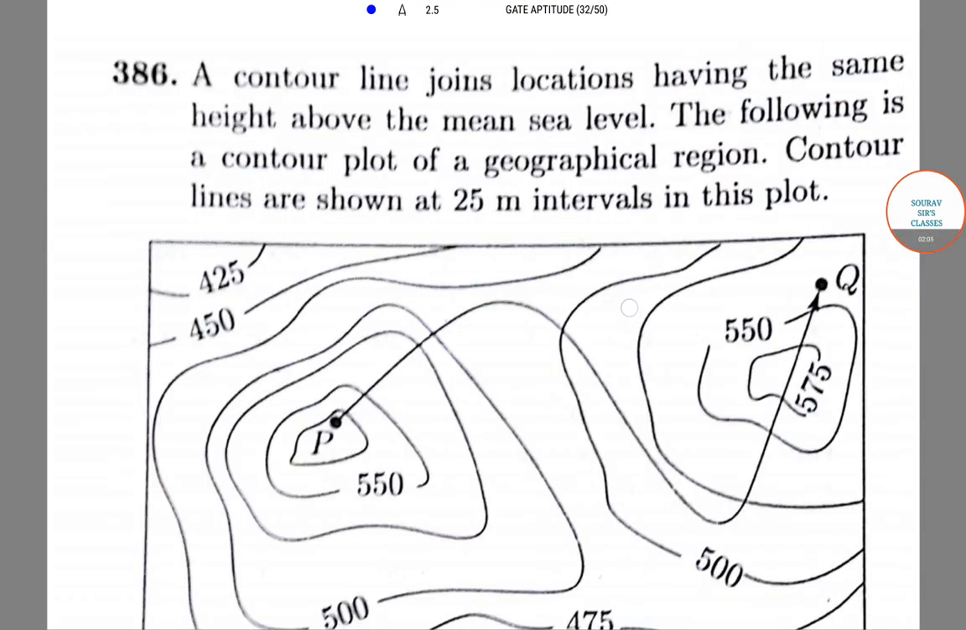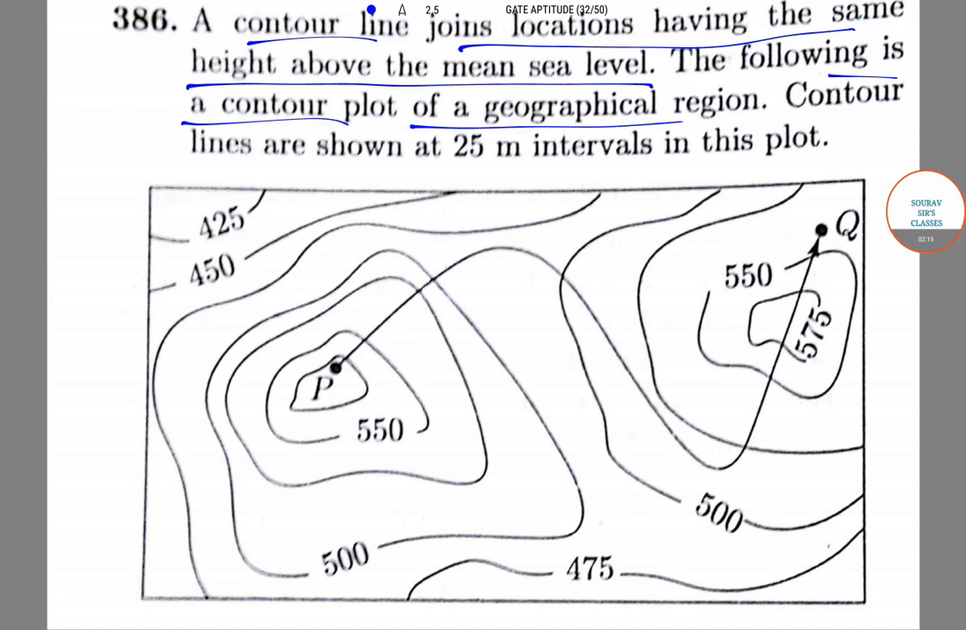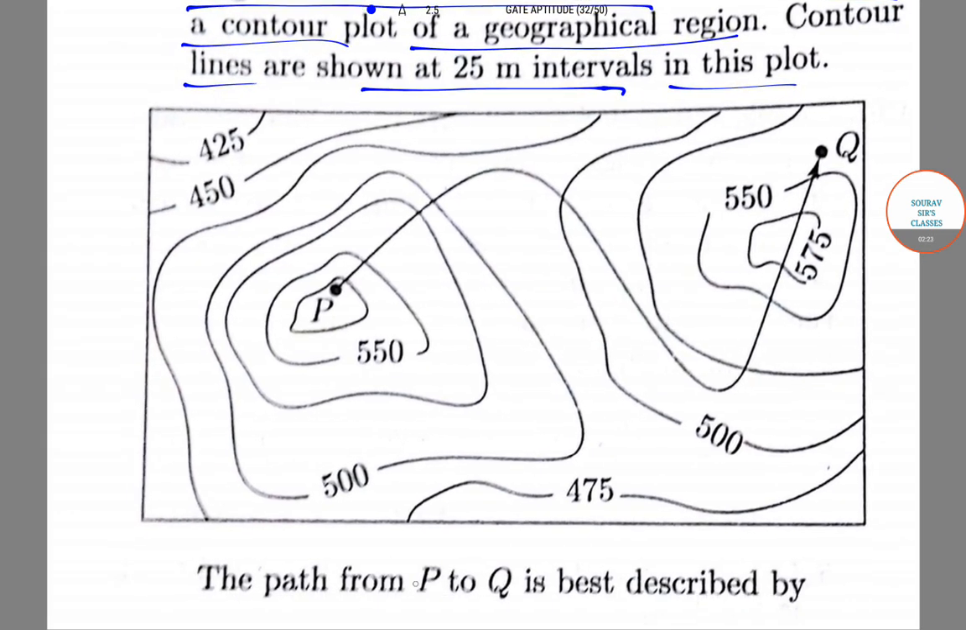The next question is, a contour line joins locations having the same height above the mean sea level. The following is a contour plot of a geographical region. Contour lines are shown at 25-meter intervals in this plot. The path from P to Q is best described by.